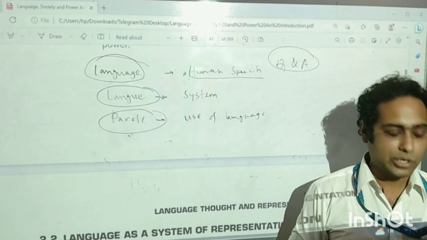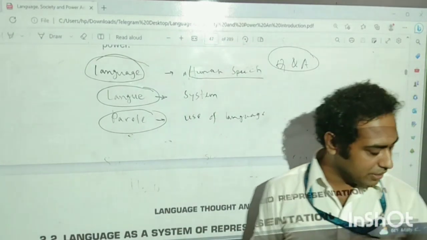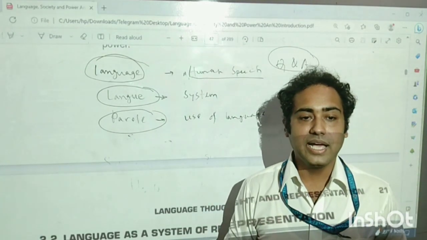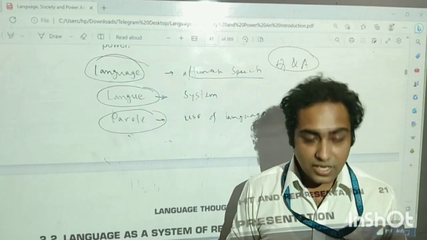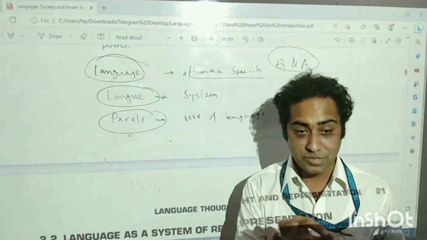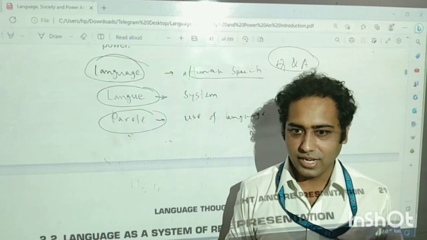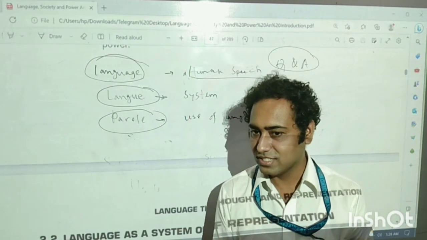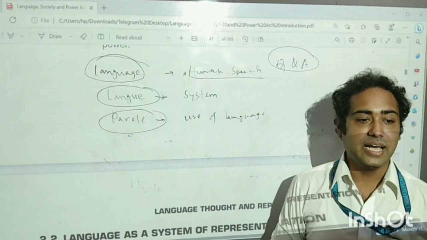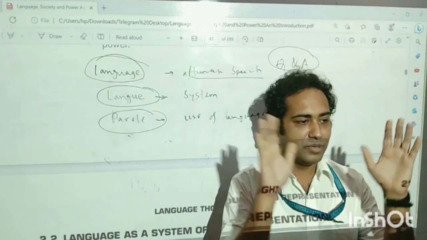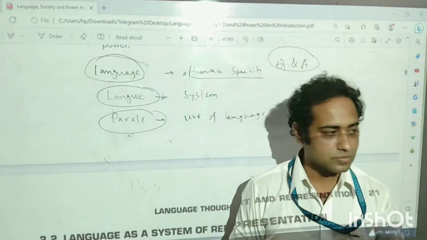Number 2, language. What is language? Language is language system. I'm just going according to the point idea because it's so vast. So it's this language system. Let me give you one very nice example.